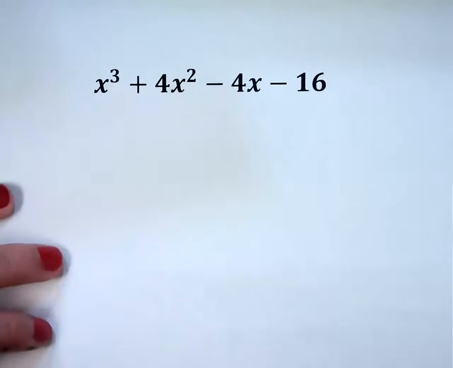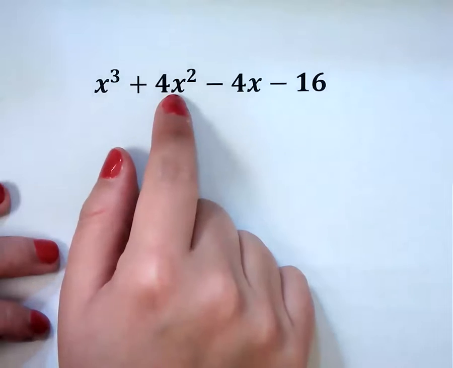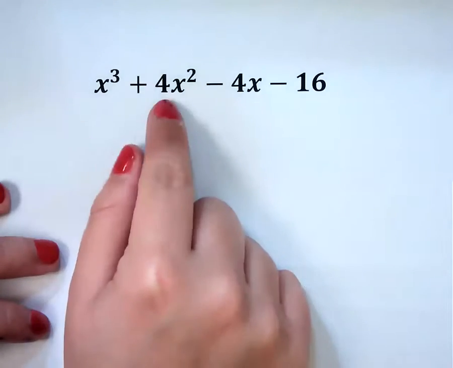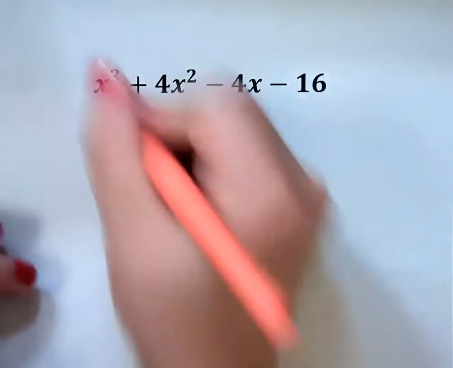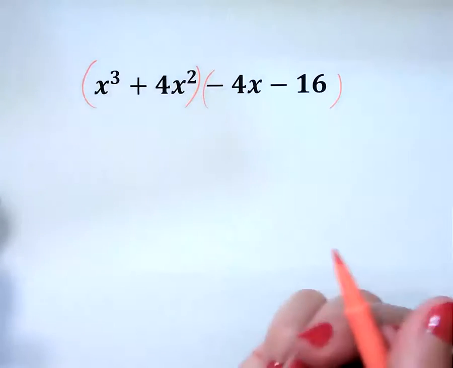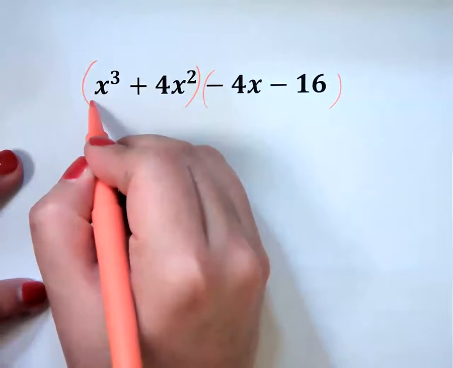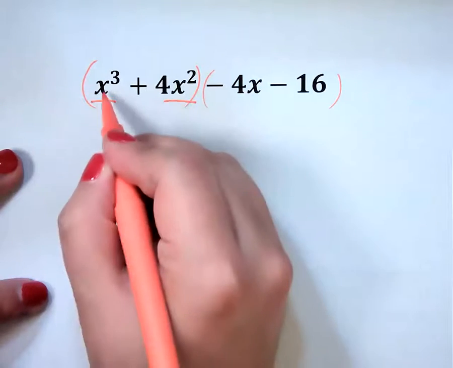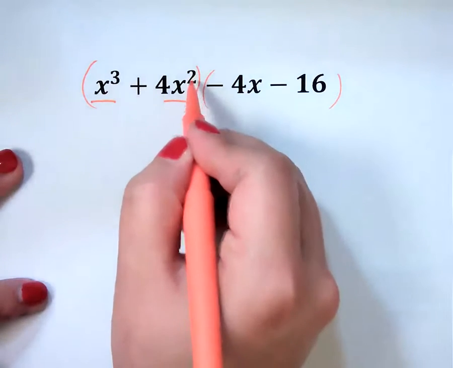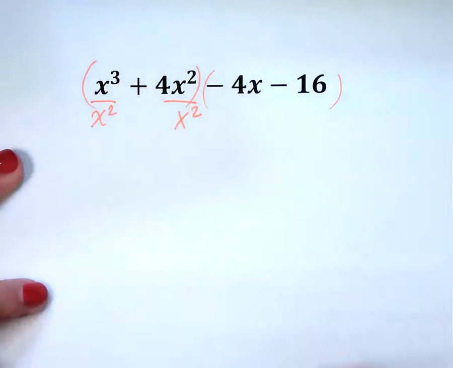Right? Yes. X to the power 3 plus 4x squared. They both have x squared in common. Oh, and of course, don't forget to group them, okay? The first 2 and the last 2. There we go. So group them first. And then you factor out what they have in common. Here, x to the power 3 and x to the power 2, they have x squared in common.